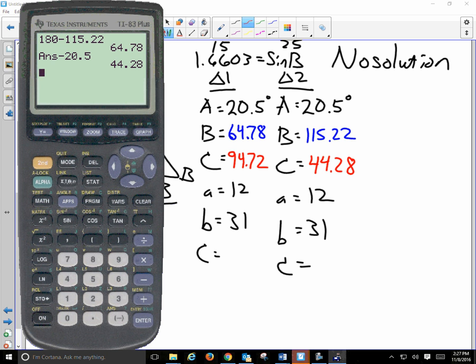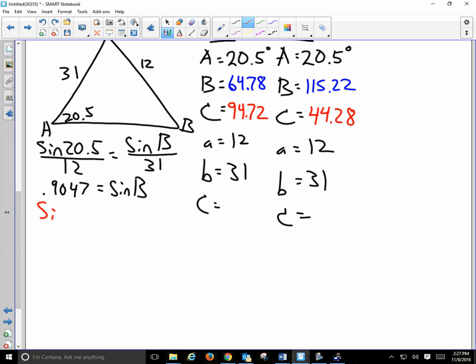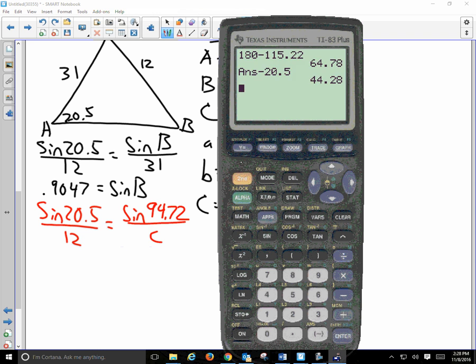Do you think side C will be the same for each one or different? It will be different. So let's find side C. Any ideas how to find side C? Sine of 20.5 over 12 is equal to the sine of what? 94.72 over C. We cross multiply and solve. Sine of 94.72 divided by sine of 20.5. I get 34.15.